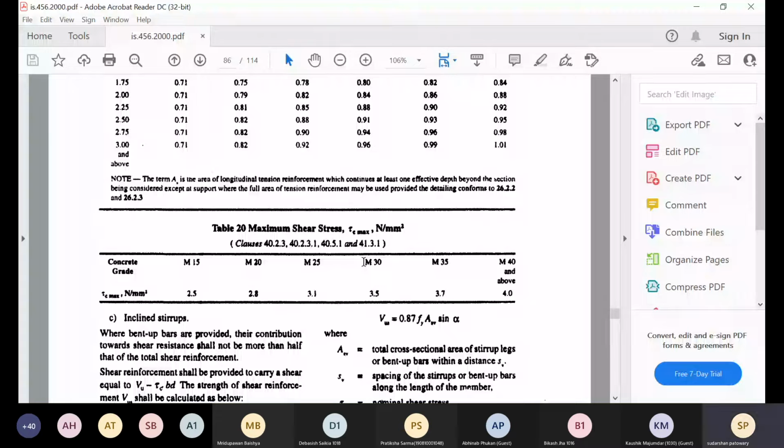Just take table number 20. What is written here? On one side the grade of concrete and on the other side tau c max. Clear? Table number 20, just check it. What is written here? Maximum shear stress.